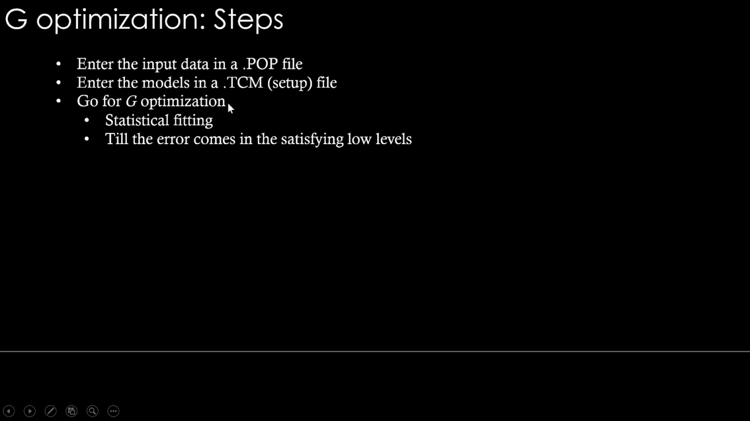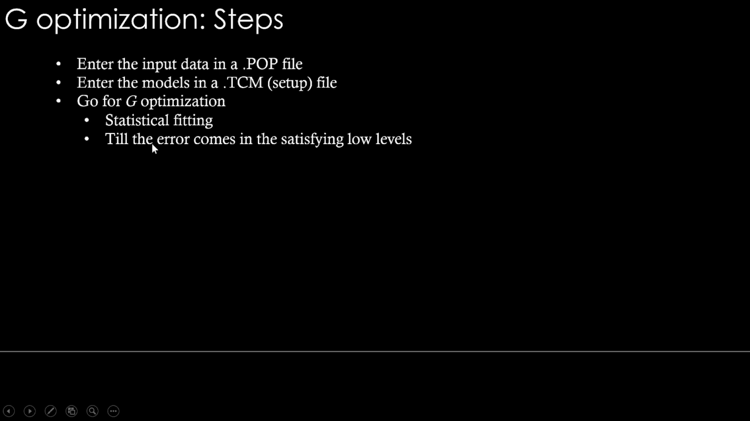Right, these are the different steps. Enter the input data in a pop file, a .pop file. This is the input file. Then enter the models in a setup file, which will have the extension .tcm. And then go for optimization, where we do the statistical fitting, and we do that till the error comes to satisfyingly low levels. Error, in the sense, the least square method that we are going to use for statistical fitting will give out some error between the fitted value and the actual value, and that error should come within certain small levels. Only then we will say the optimization is complete.